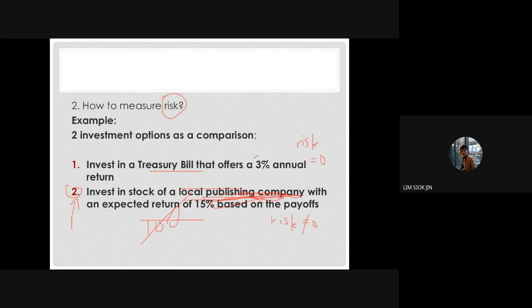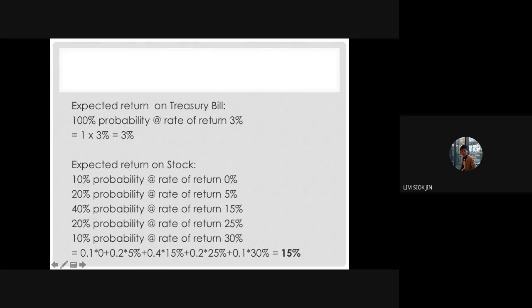So of course, this is low return, but it comes with 0 risk. But number 2 comes with a high return, 15%, but of course, it comes with a risk. Okay, 风险. Risk of not only not getting the earnings, no return, but you also will lose your money. Okay, so let's take a look.